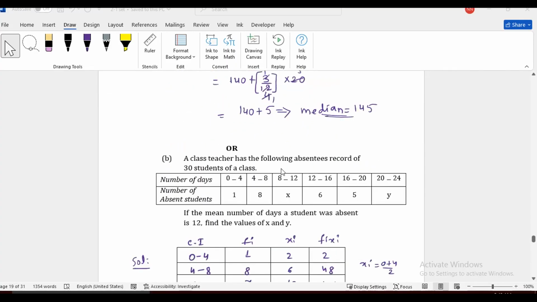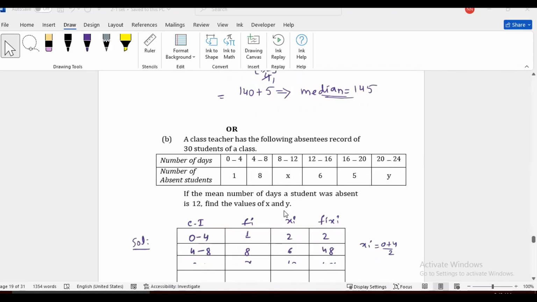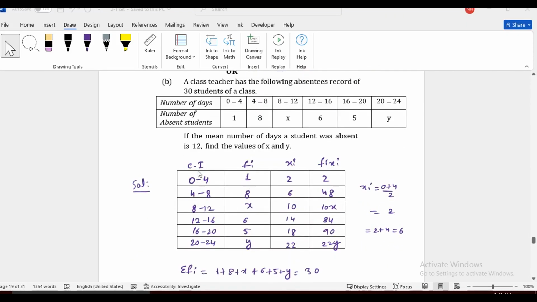In the next question they given mean, that is 30 students, and here we need to find x and y values. See here, to find the mean, they given class intervals, f5 we know. To find the mean we need to find xi, that is 0 plus 4 by 2, nothing but 2, like that 2. After that how much difference is there? 4. So add 4 to each and every number, that is 2 plus 4 is 6, 6 plus 4 is 10, like that you get xi value, and multiply f by xi, that is 1 into 2 is 2, 8 sixes are 48, x into 10 is 10x, like that.